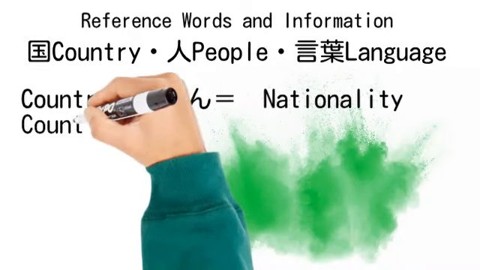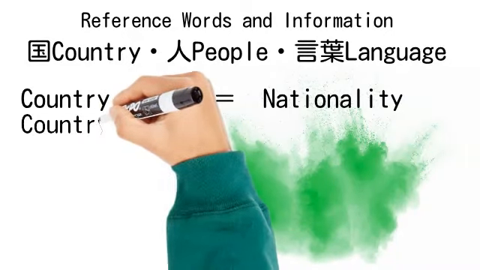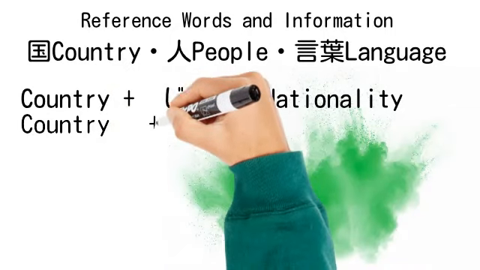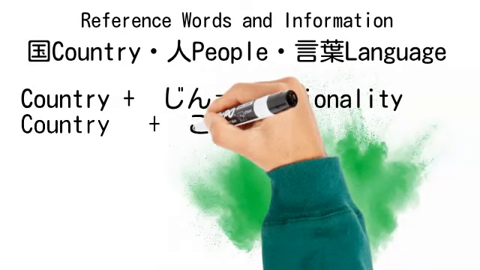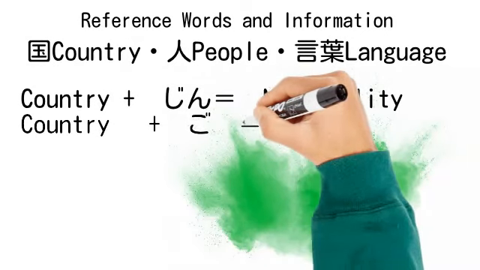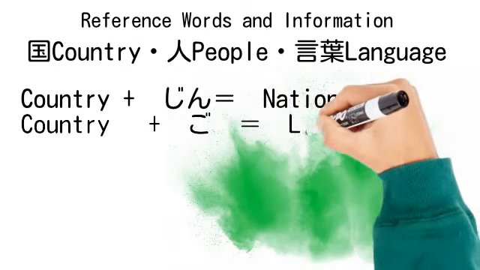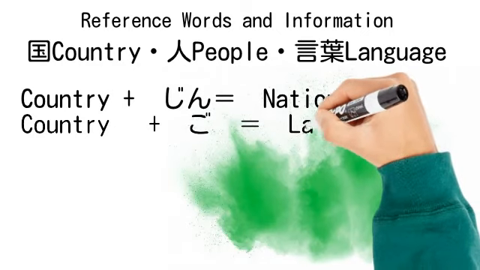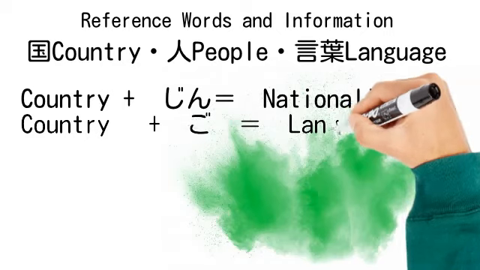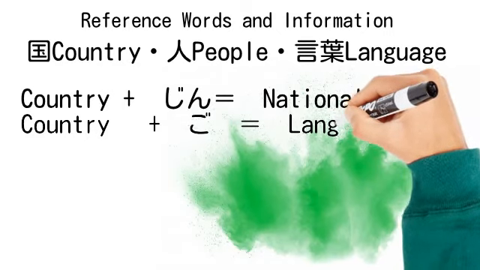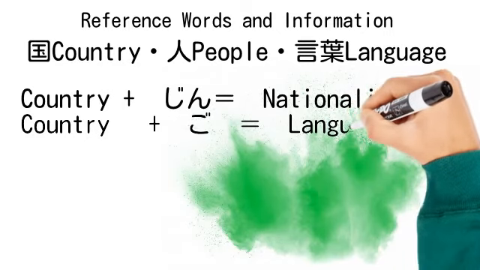Then for our language, we have our country, then we're going to add the suffix go for the language. That's the reason we have our subject, what we're learning, Nihongo. Country plus go becomes the language, Nihongo. For example, we have Indo-go, it becomes Hindi language.